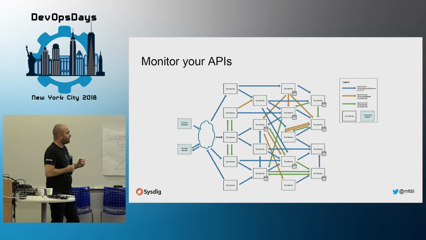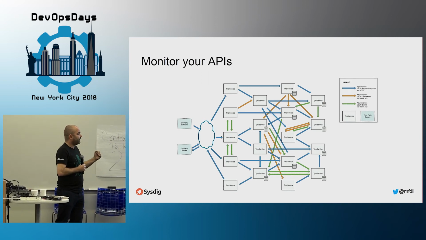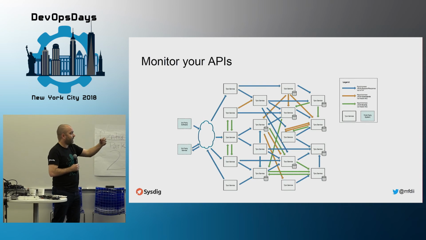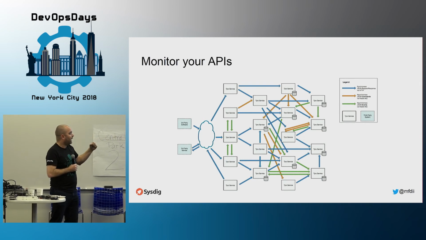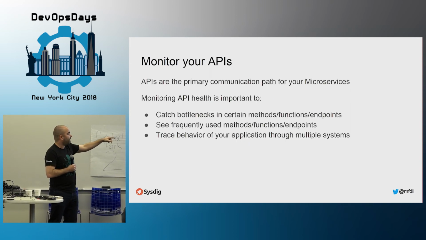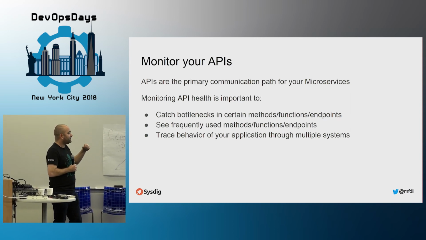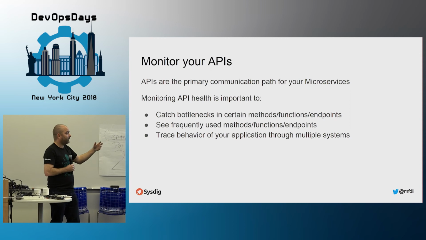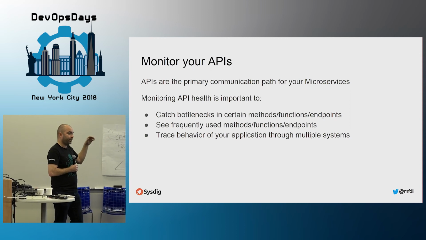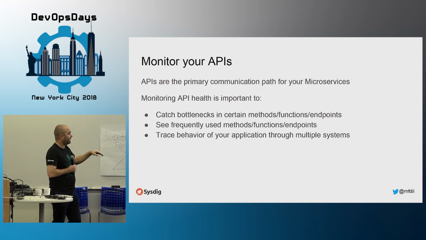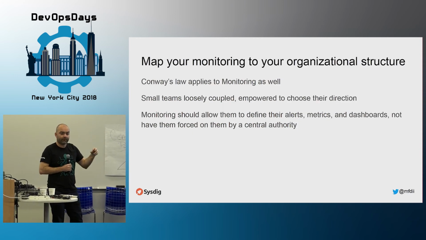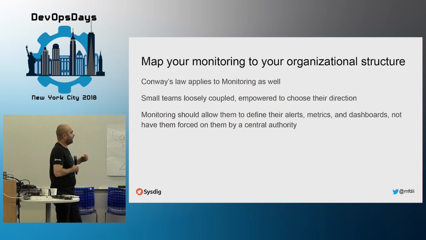The other thing that you want to do is also think about monitoring your APIs. This is how a microservices architecture might look. And those communication paths become really important between those different services. It allows you to catch things like bottlenecks in certain methods, functions, or endpoints if you can get very granular with what API URLs are being hit. You can see more frequently used methods, and it also helps you to trace behavior through those multiple services and multiple systems very quickly as well.